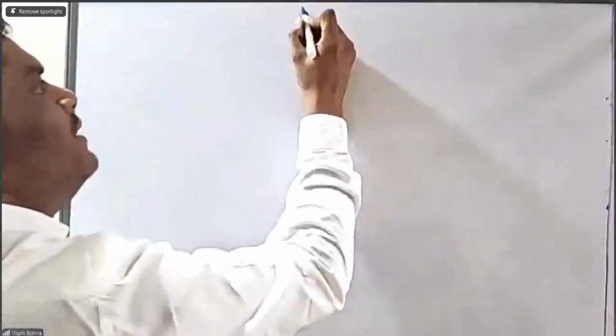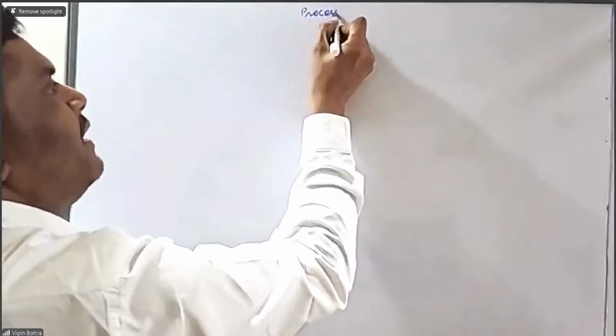Now herein, wherein the students make mistake is in process second and finished stock account. So I'll be discussing process second and finished stock account for your reference, because even I have got this query also that, sir, how to prepare process second and finished stock account. So let's start with process second account.